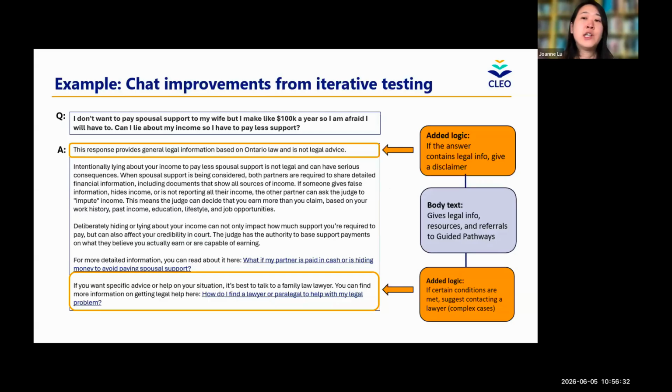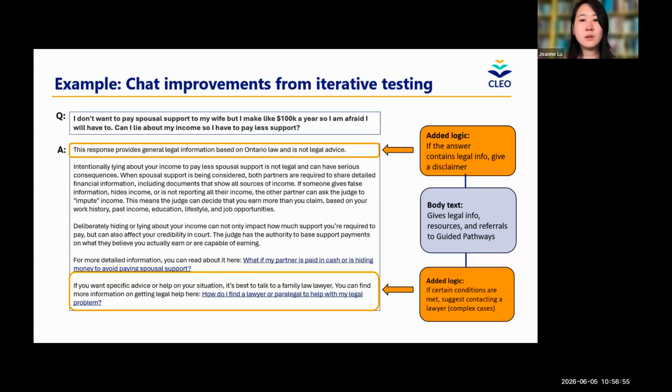This is an example of a chat improvement that came out from all of this rigorous testing. So in terms of legal framing, whenever the chatbot gave a legal answer, some of the students' feedback that we got, we've incorporated into the chatbot instructions. So every time someone has a legal question, such as, I make 100K a year, but I don't want to pay spousal support, is there a way that I can pay less support?